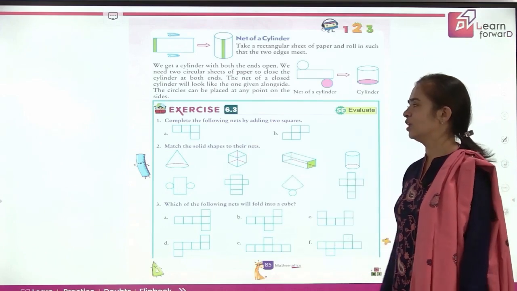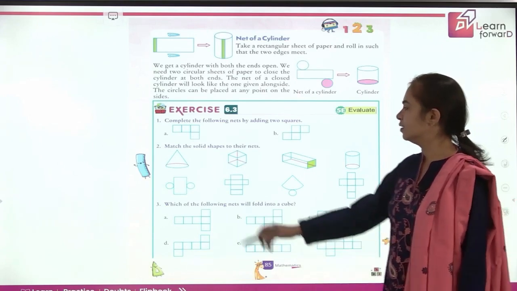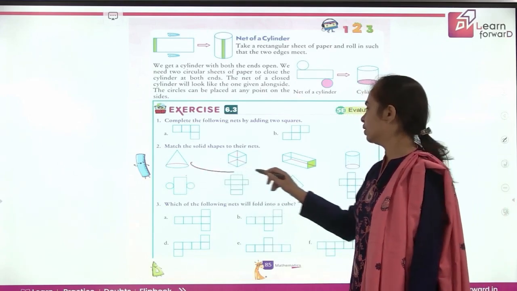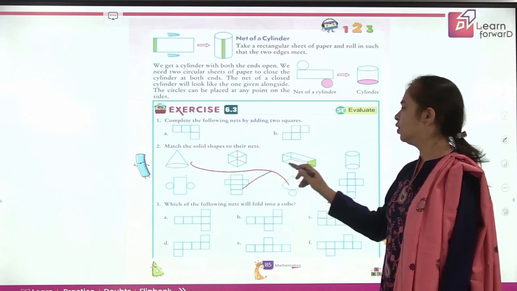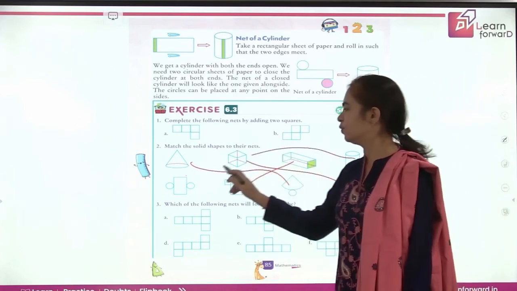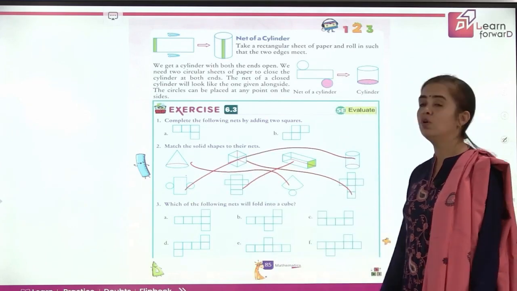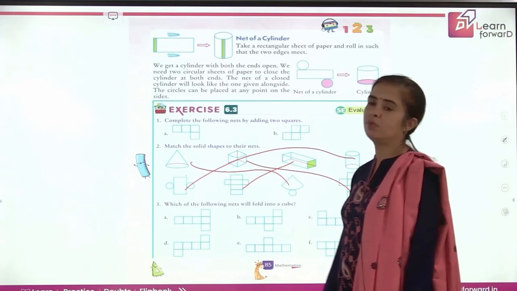Here, match the solid shapes to their nets. So I'm sure you can do them. Let's check. This is your cone. This is your cuboid. This is your cube. And here you go with your cylinder. So easy. Which of the following nets will fold into a cube? Very important.